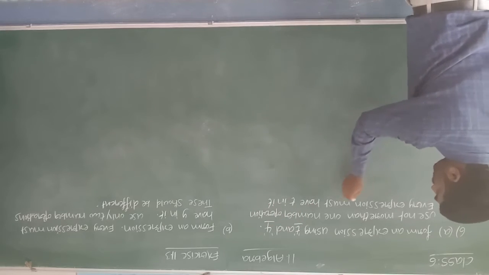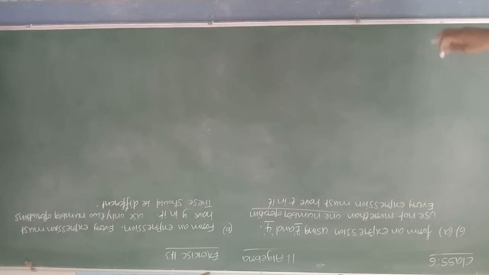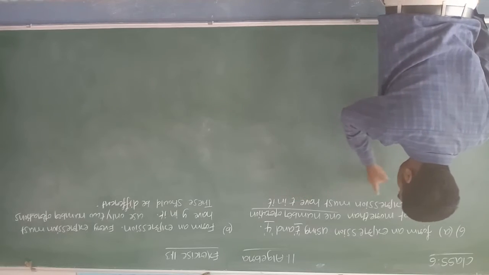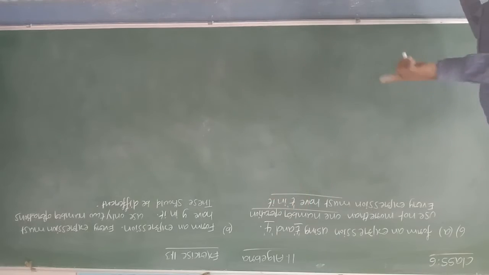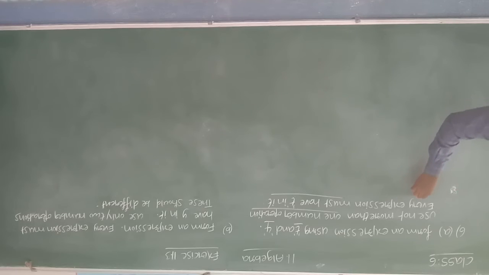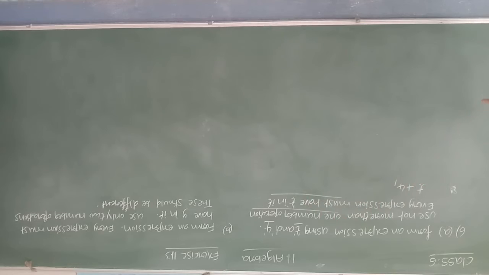They said use only one number operation, only one operation, plus or minus or into or division. You can take only one operation, and each expression must have t in it. Each expression must contain t. Let me write one expression here. Let me write t plus 4, one expression which contains t, and I took only one operation, plus.